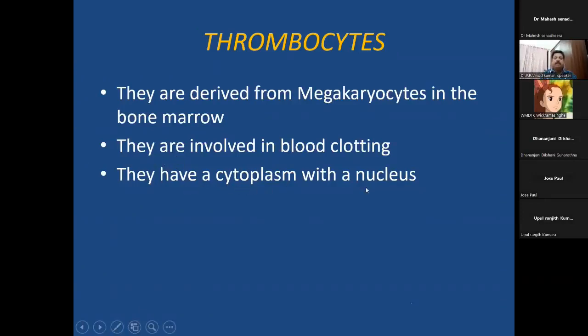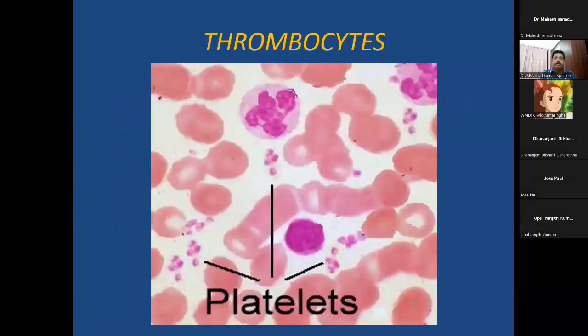They have cytoplasm with the nucleus, and they are involved in blood clotting. We all know that. So here you can see a neutrophil, you can see a lymphocyte, here you can see the platelets, all these RBCs can be seen. Here you can see a neutrophil.